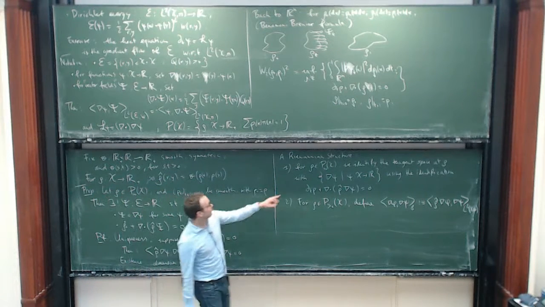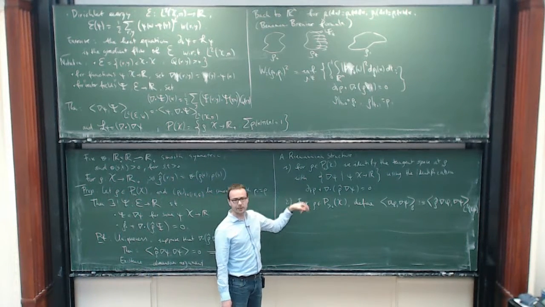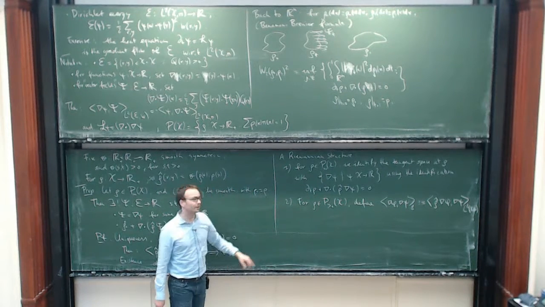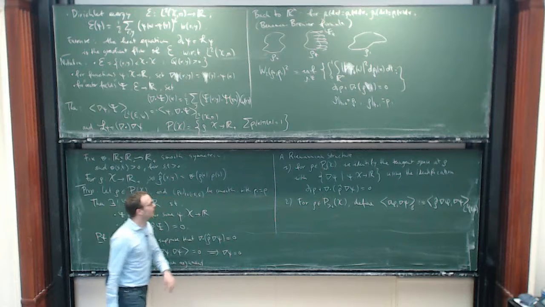So now I have an identification of the tangent space with these gradients, and I put a scalar product on gradients, so this gives me a Riemannian structure, because everything is smooth here.